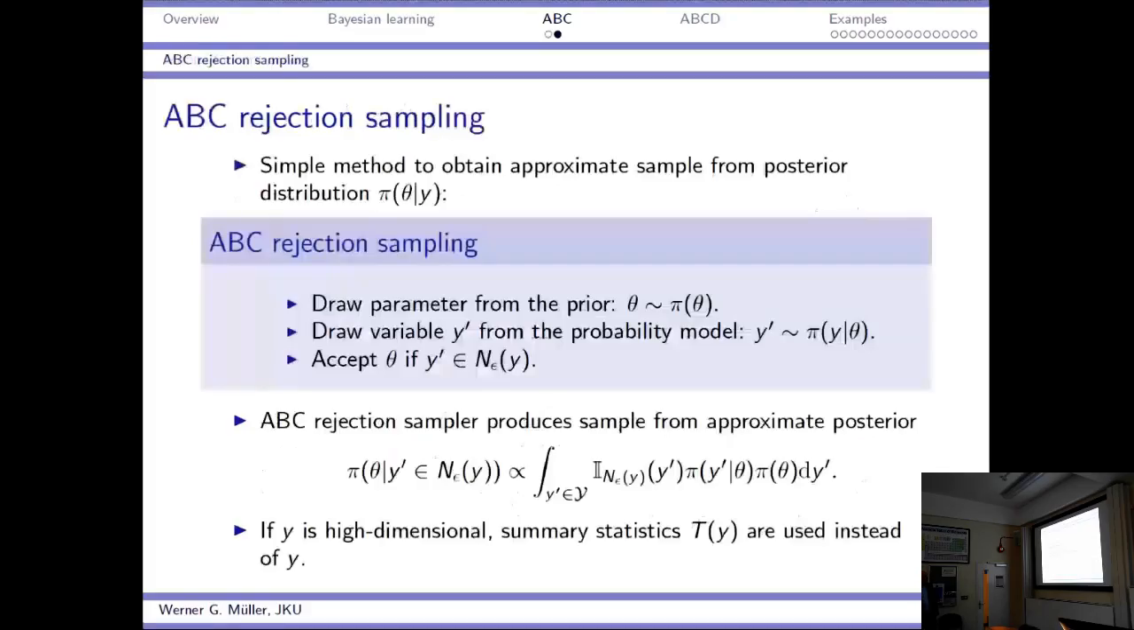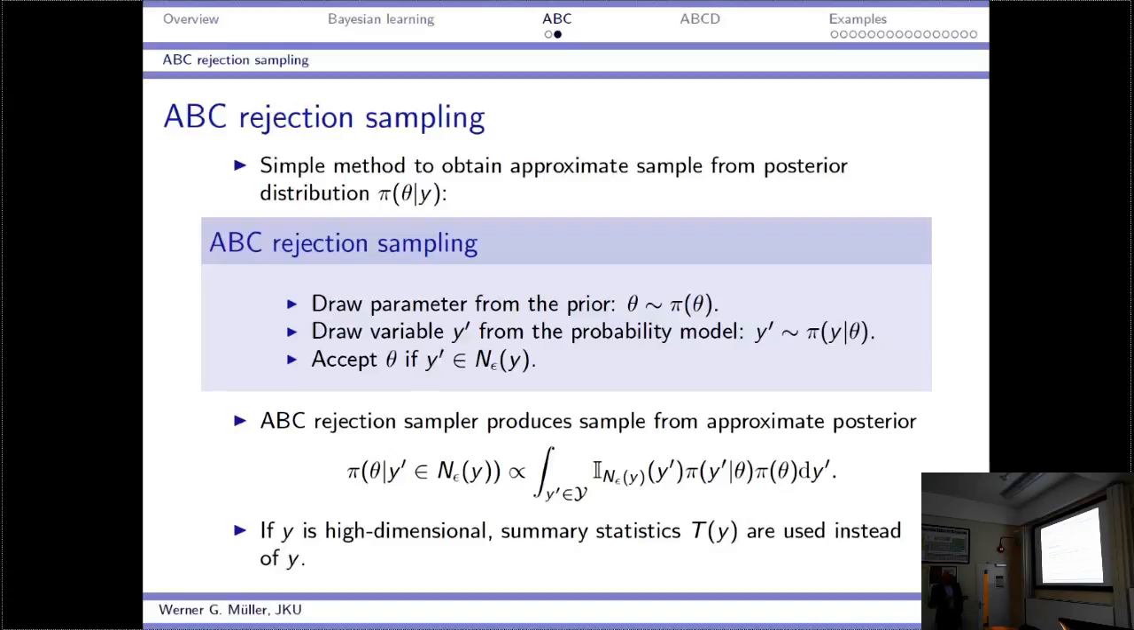It works in the following way, and I'll give you the simplest version of it, what they call the ABC rejection sampler. You need a prior, of course. So you have this pi of theta as a prior. Then you draw a theta from this prior. Then you draw an observation from your generating probability model.